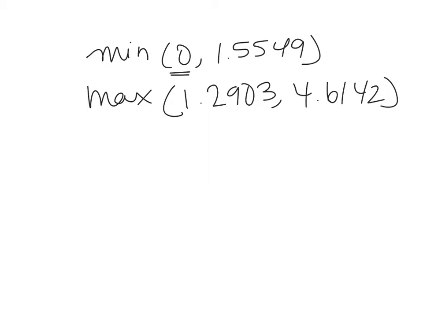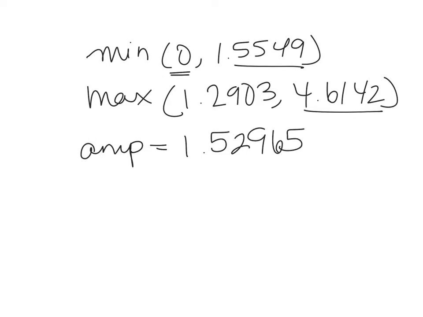A negative cosine. So this cosine graph is going to be real easy to write because there's not even going to be a phase shift. We'll get to that in a little bit. So the amplitude, we take our max, subtract our min, and divide by 2, and we'll get 1.52965.